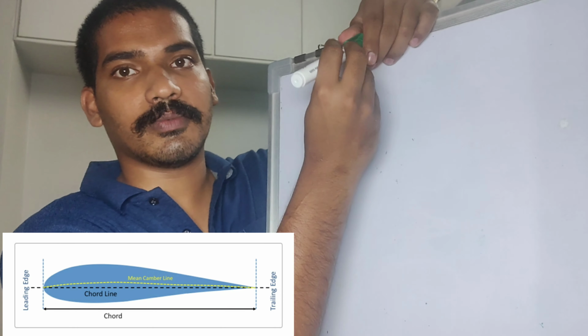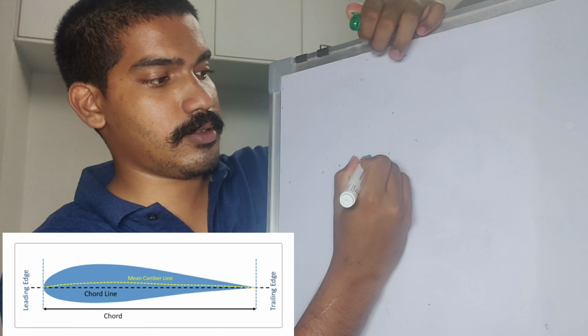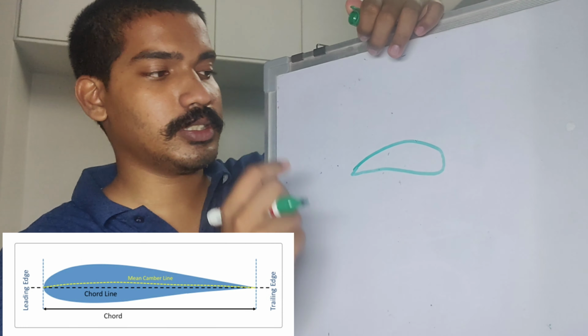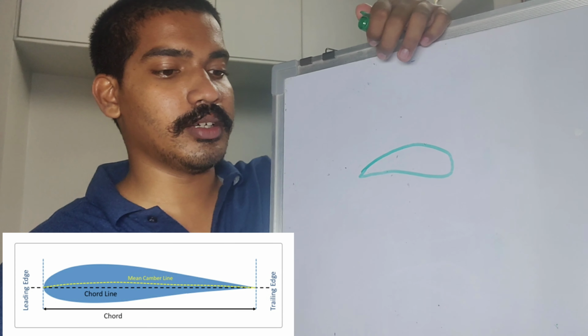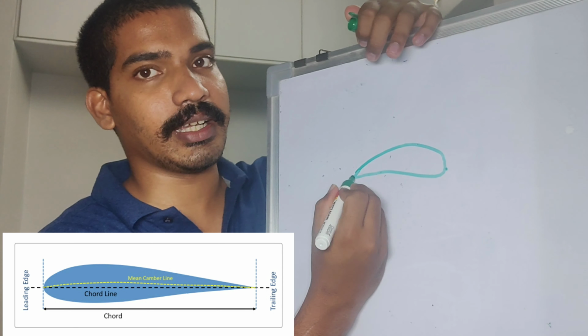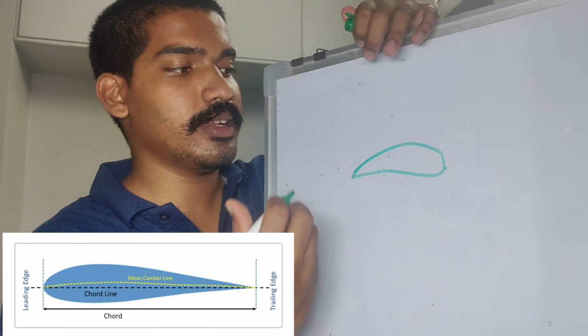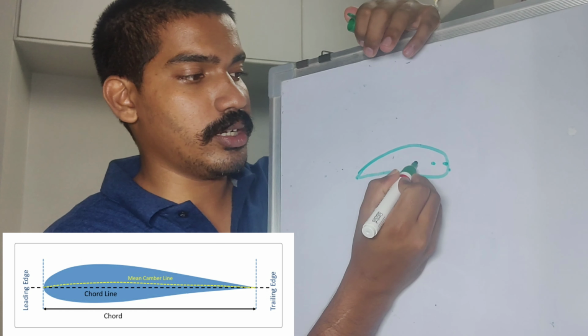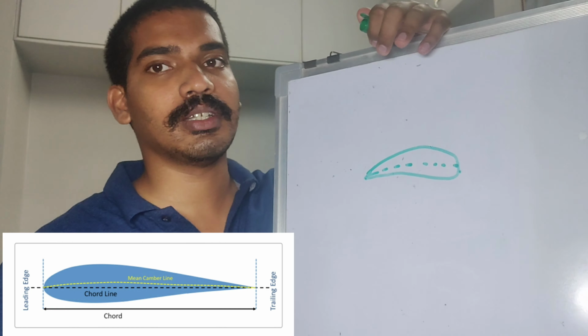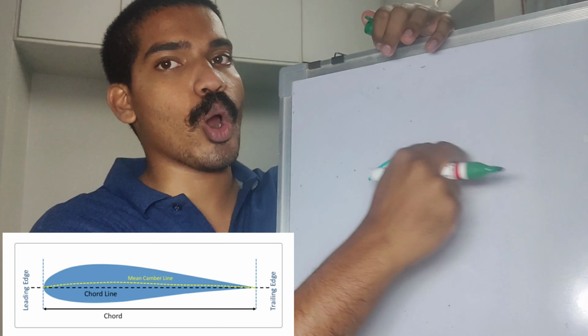Now, I'll just draw a diagram of how an aerofoil looks like. All right. So, see, the aerofoil looks like this. All right. So this is basically an aerofoil. So this is the leading edge and this is the trailing edge. It's quite simple, right? Now let's draw a line from the leading edge to the trailing edge. This is called the chord line.